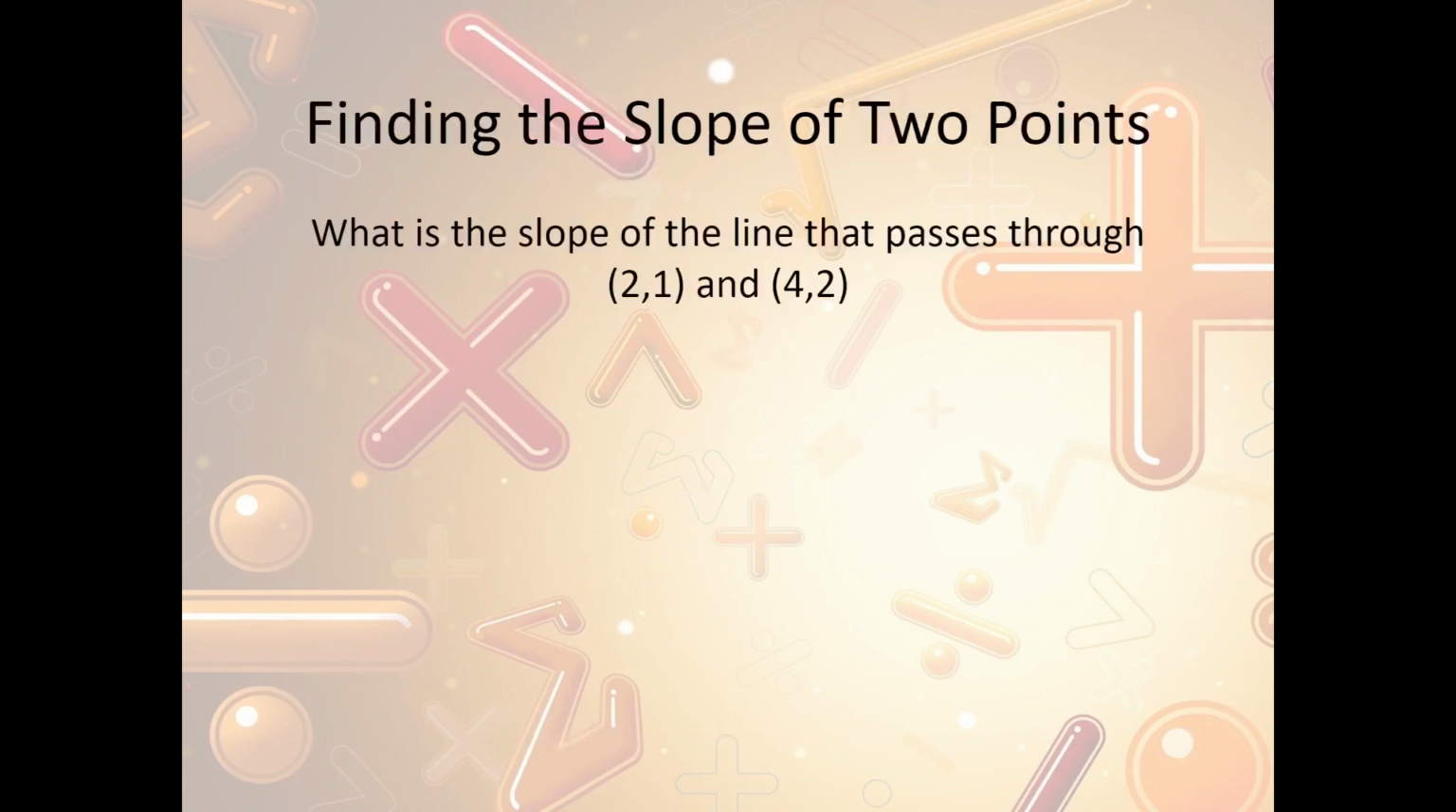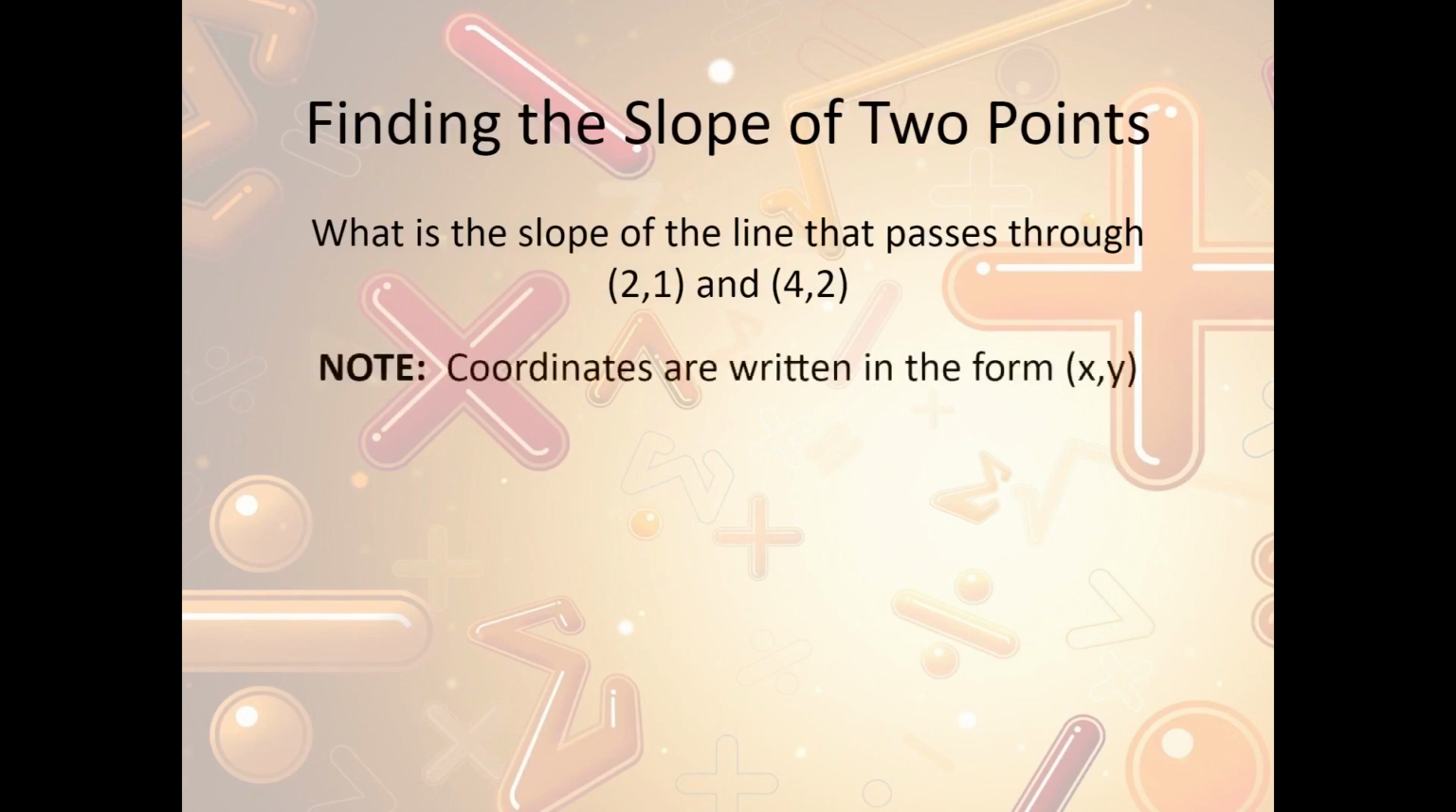Now what if I'm given 2 points and asked to find the slope? Well, first thing we need to remember is that coordinates are written in the form x and y, right? So the x goes first and the y goes second. And that slope is the change in the y over the change in the x.